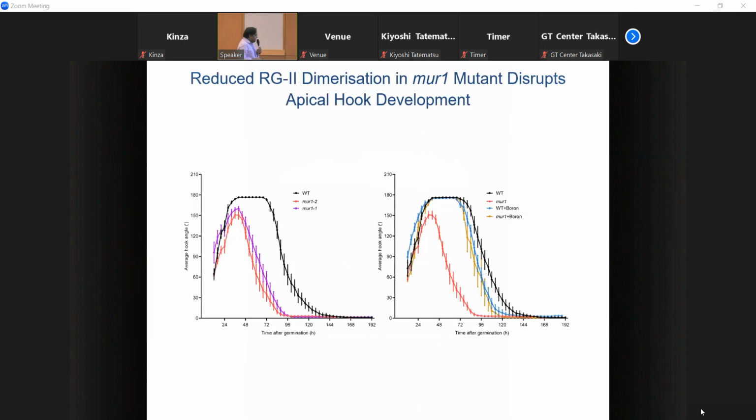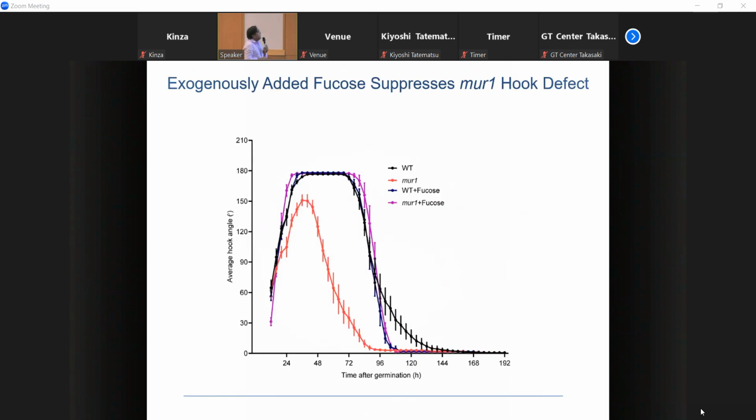So first we checked whether this defect is due to the reduction in pectin RG2 dimerization, leading to a defect in morphogenesis. We checked 2 alleles, and we found that in MUR1, both alleles show apical hook defects. Interestingly, when we provided boron, it rescued them. How boron rescues it needs to be identified.